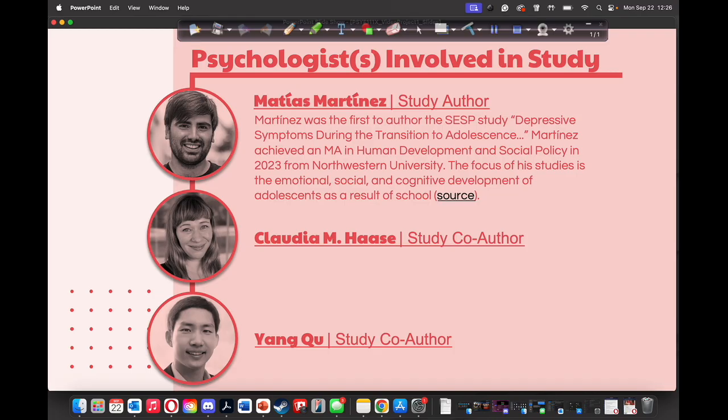The focus of his studies is the emotional, social, and cognitive development of adolescents as a result of school, or rather, school environments. And Claudia M. Haas and Yang Qiu, there wasn't too much information, but they are also students at Northwestern University studying human development and social policy.